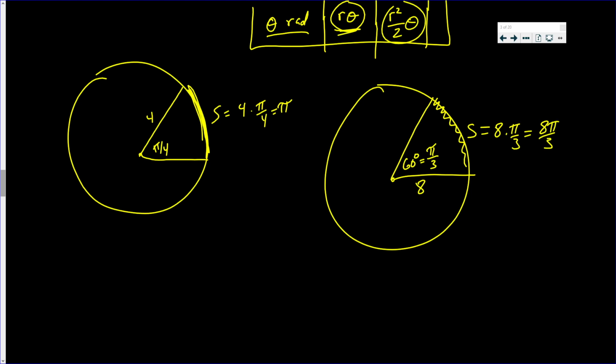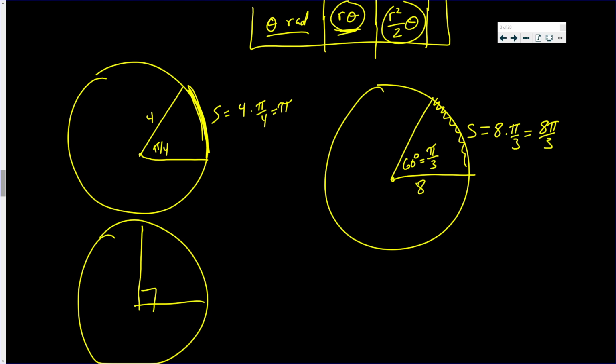If you were given this, you have 90 degrees and 16 centimeters for the radius. Well, 90 degrees is 180, which is pi, over 2. So the arc length is r times pi over 2 centimeters. It's 8 pi centimeters. That's exactly how long that is.